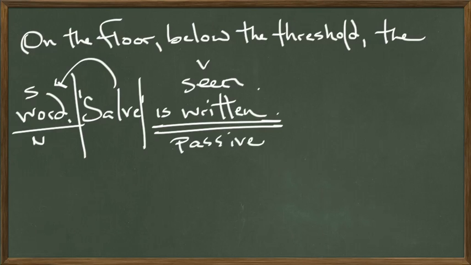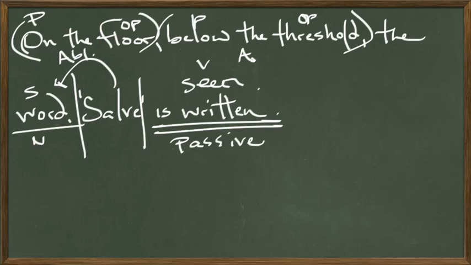Passive verbs are tricky. So what do we do with the rest of this? On the floor, below the threshold. Well, on is a preposition. On what? The floor, object of the preposition. On the floor, prepositional phrase. This all goes into the ablative case. Below is a preposition. Below what? Threshold, object of the preposition. Below the threshold, prepositional phrase. Also in the ablative case, because we're going to, actually it's in the accusative case, because we're going to use the word infra, and infra pushes the next word into the accusative case. So let's switch that. The is an article adjective.